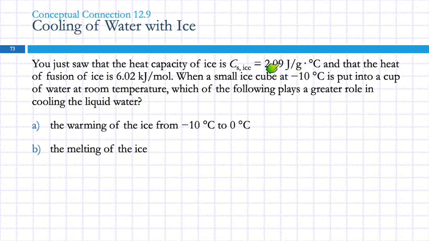These are kind of hard to compare because this is per gram and this is per mole. But look at the difference in unit here. Kilojoules. That's about 1,000 times more than the other number. So the heat of fusion, melting the ice, is going to take a lot more energy. So it's the melting of the ice that actually is doing most of the cooling of the water. Any questions?